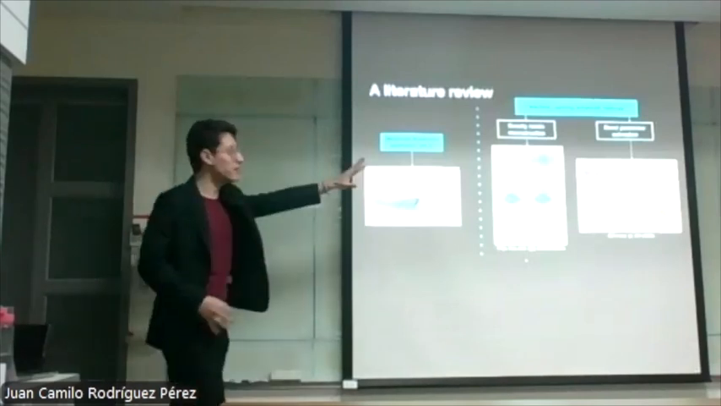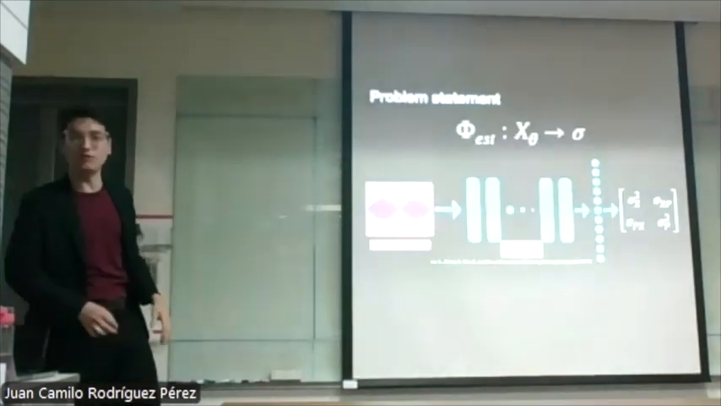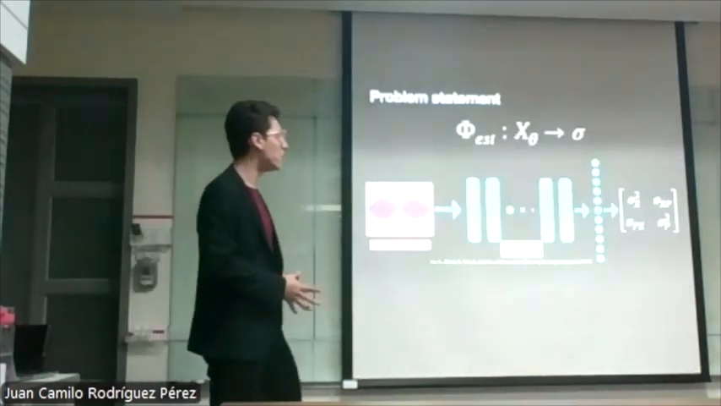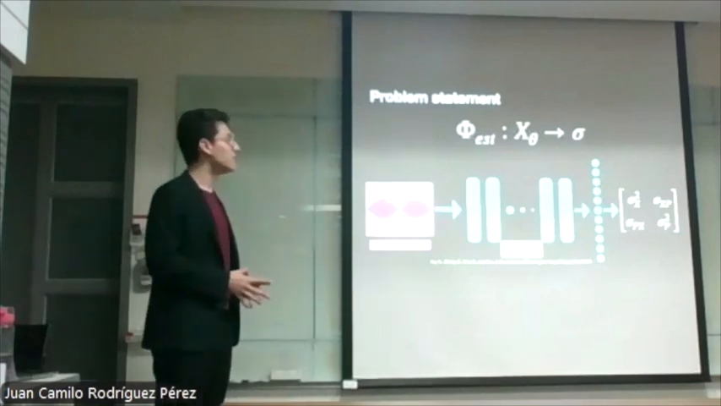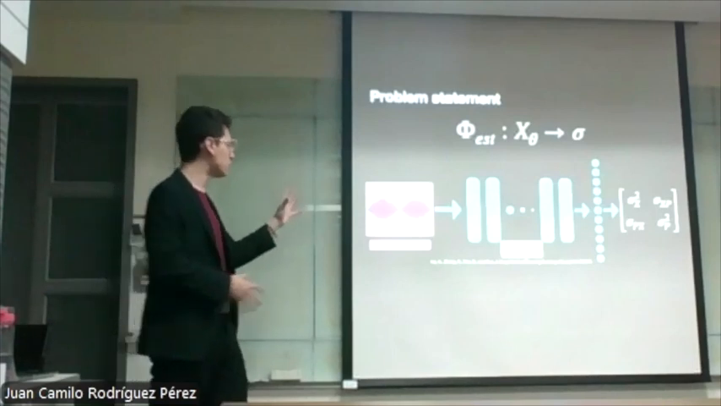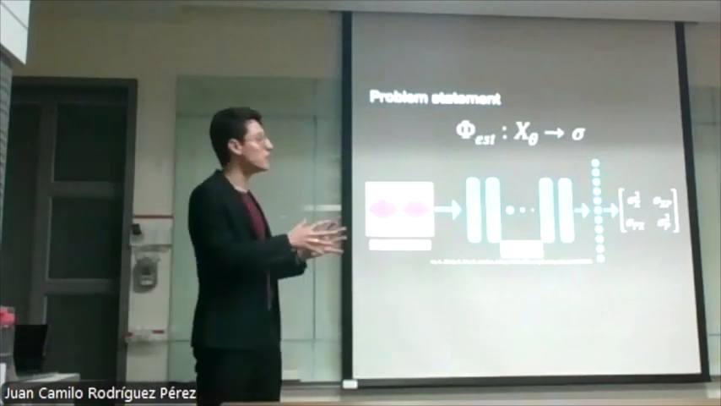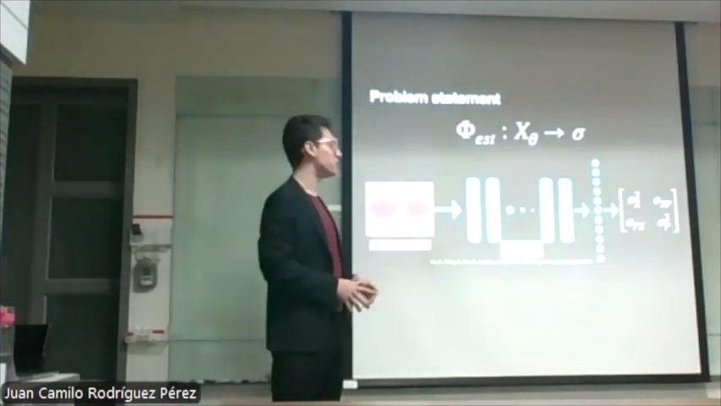So, inspired by these machine learning based methods, I would like to go one step further and propose the goal of my research. Let's state the problem. I would like to create a machine learning method that inputs experimental measurements and outputs the quantum state, where the quantum state is represented by the covariance matrix.